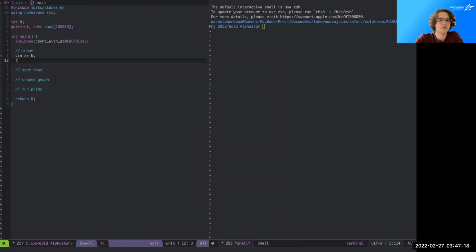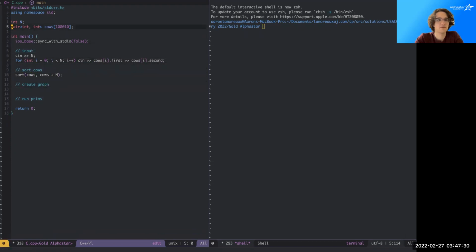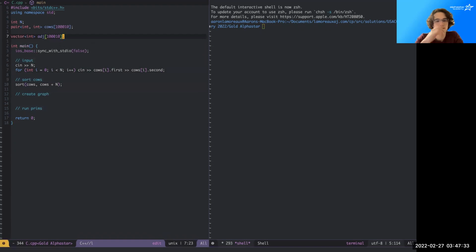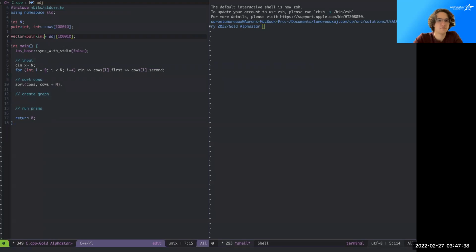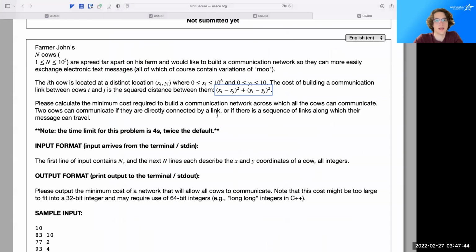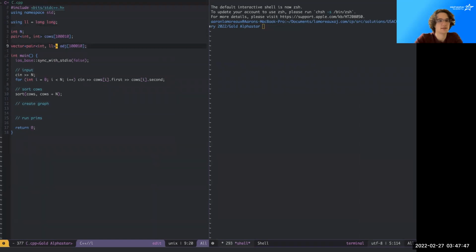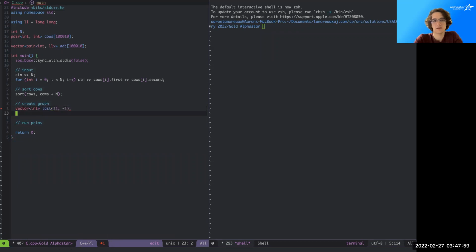Okay, so we'll start with an input. And to get the graph, construct the graph. We need to make sure we use long. X is up to 10 to the 6, so it could be 10 to the 6 squared. So here, we'll store the last one seen for each y coordinate.